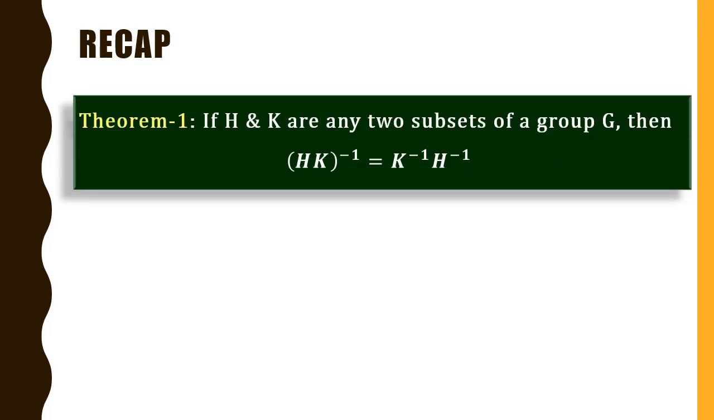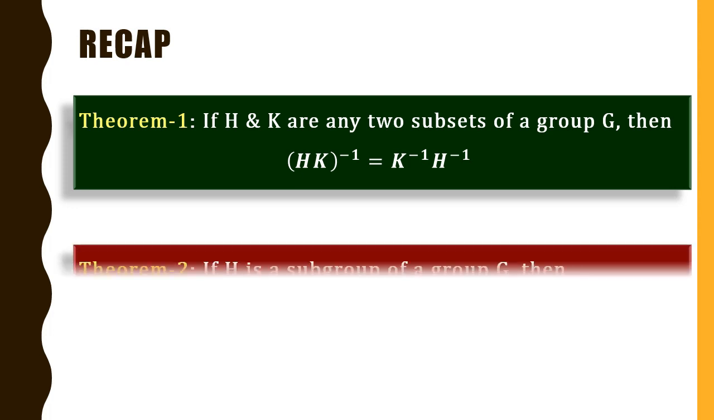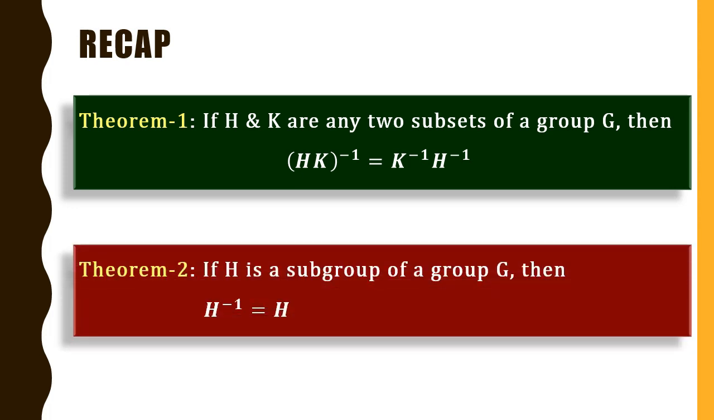As you know, we are studying some important theorems on subgroups. In the previous lecture, we discussed two theorems. Theorem 1: if H and K are any two subsets of a group G, then (HK) inverse is equal to K inverse H inverse. And theorem 2: if H is a subgroup of group G, then H inverse is equal to H. Remember these two results because we are going to use them in the next theorems.